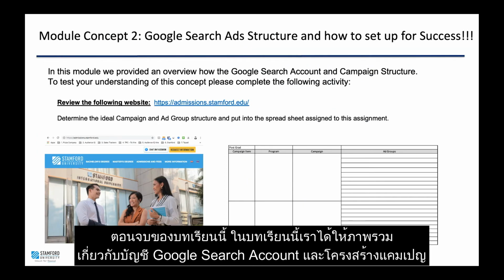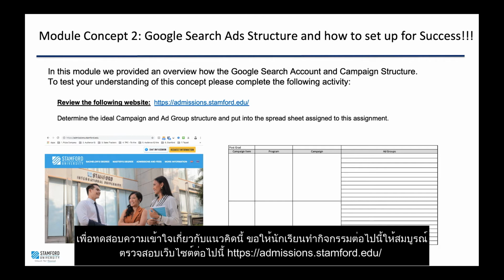All right, so this brings us to the end of this module. And again, in this module, we showed you how to set up your account, campaign, and ad group structure. Now, what I want you to do is take a look at the admissions.stanford.edu site. What I want you to do is come up with how you would structure campaign and ad groups.